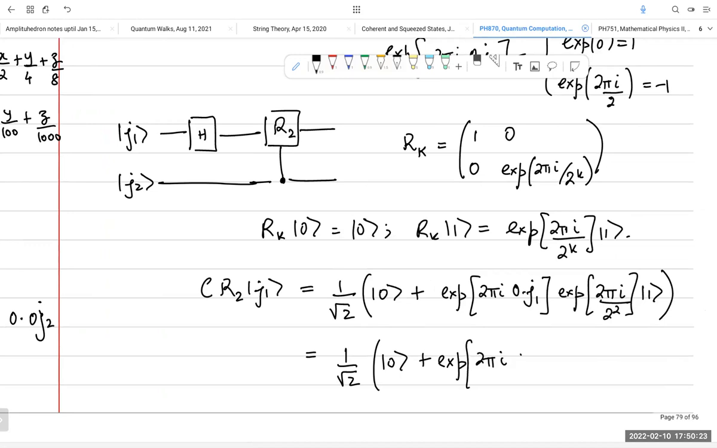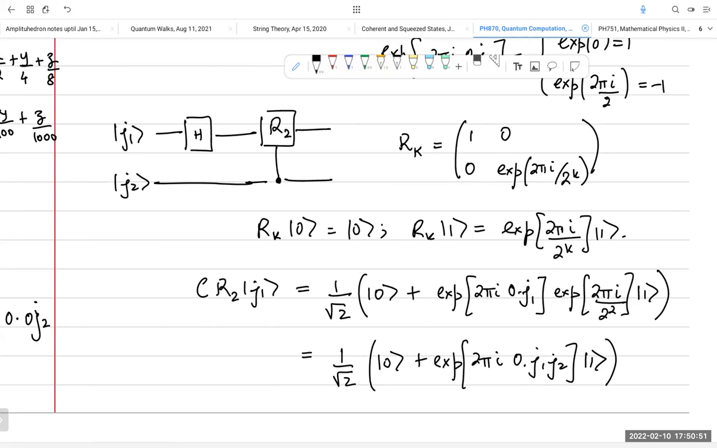So my net expression becomes 2 pi i 0.j1 j2. And the presence of this j2 ensures that it is a controlled rotation. Why? Because if j2 is zero, then my phase is not affected. Nothing happens. The control is zero. If j2 is one, then my one state is multiplied by this phase factor. So in this expression, if you put j2 equal to 1, what do you get? You get precisely this phase factor.